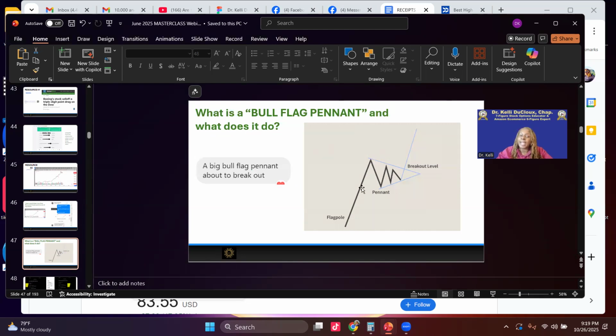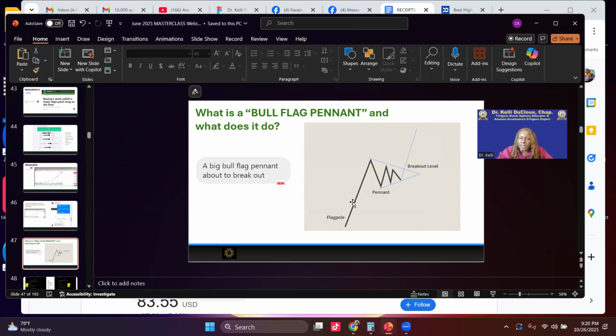That represents a flagpole. Then when it reaches a high point, it's going to start going down, up, down, up, down, up. And you can almost draw a triangle around it. A triangle is a pennant, a flag. When it squishes together to the bottom of the triangle, it's going to shoot up to the top. Okay, so let's look at it again.